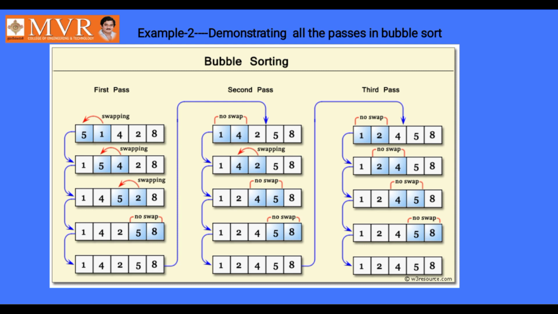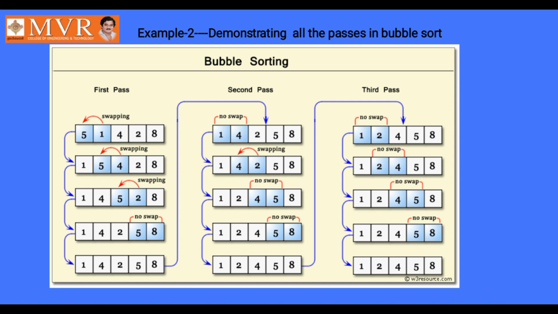And at the last, I compare 5 with 8. Those two elements are in order, that is in ascending order, so no need of swapping. And my final list after the first pass is 1, 4, 2, 5 and 8. But my list is not sorted yet, so I have to perform another pass.